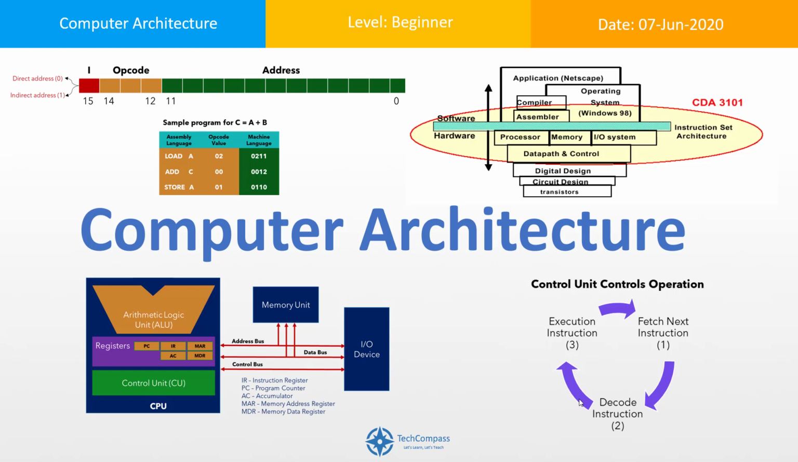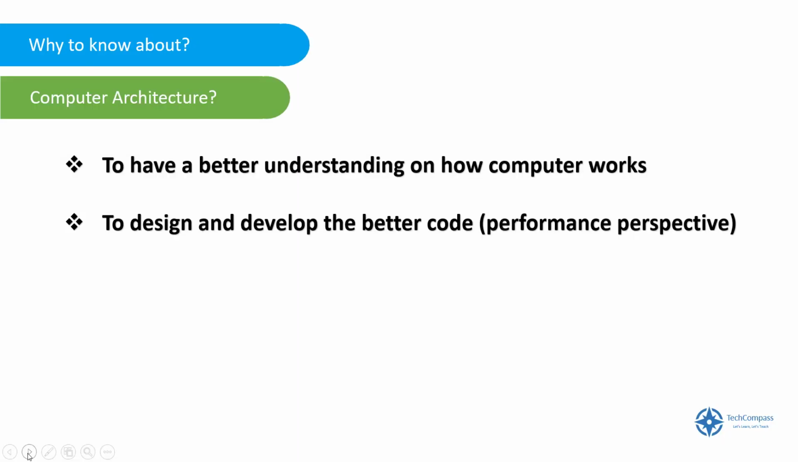Today I am going to discuss computer architecture. Why know about computer architecture? There are mainly two reasons. To have a better understanding of how a computer works and how its components communicate with each other, what each component is meant for, and how it is designed to work. Secondly, to design and develop better code from a performance perspective. You will obviously do it because you know how the computer works.